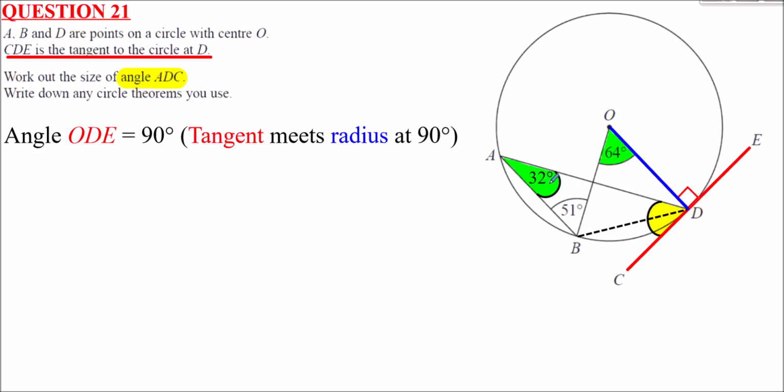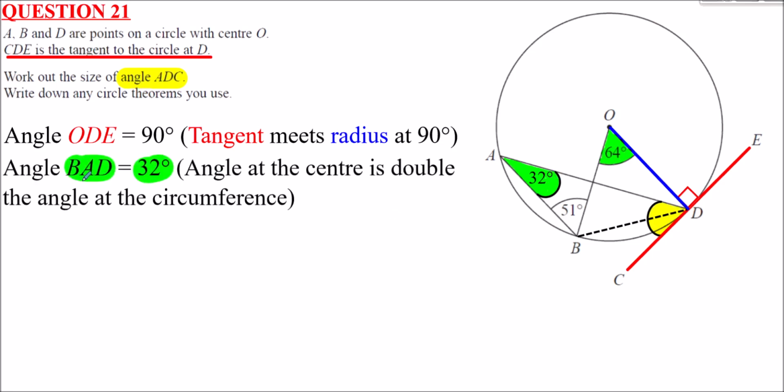So the next line of working should be something like this. Say angle BAD is 32 degrees, quote the circle theorem, angle at the centre is double the angle at the circumference. Alternatively, you could have said the angle at the circumference is half the angle at the centre. It's equivalent to this. So actually we're nearly done now. We could do with working out this angle here, so we can work out the missing angle ODA there. So over here, 32 plus 51 is going to be a total of 83.